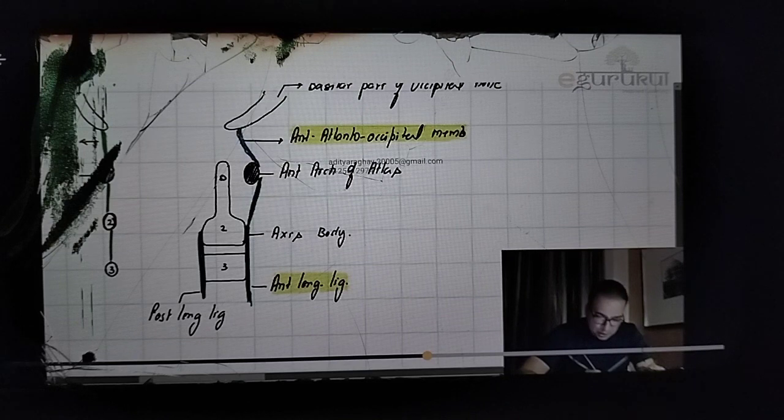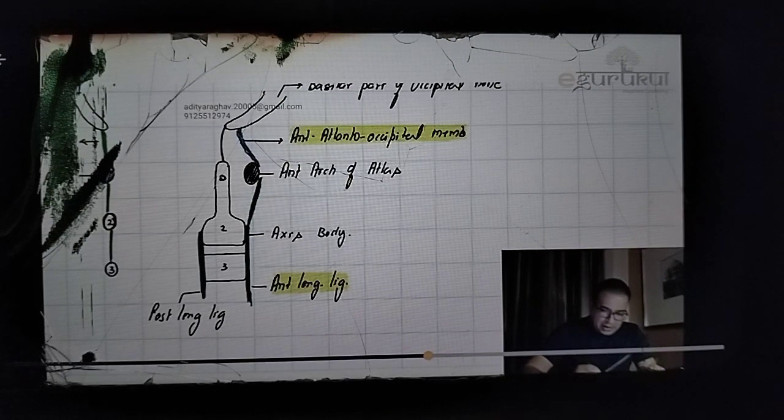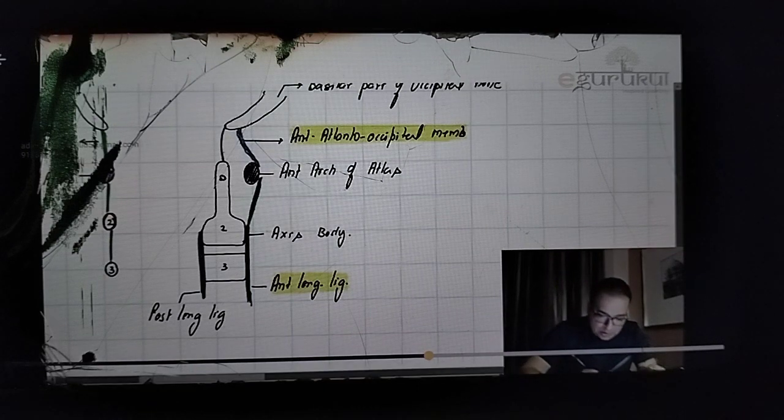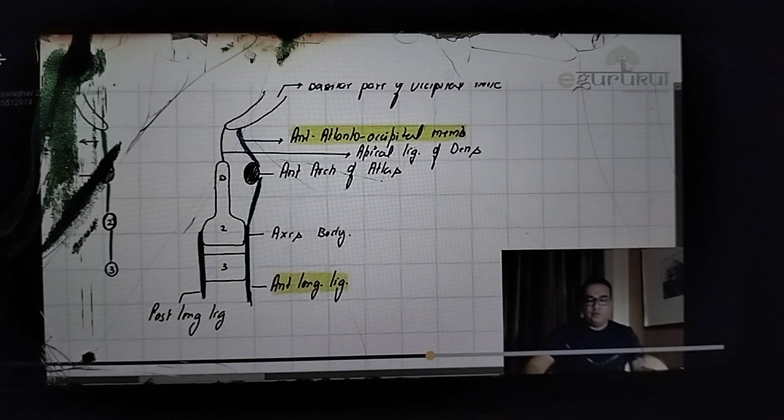From the tip of the dens to the exact margin of the foramen magnum here. We've talked about this ligament as a remnant of notochord also, and this is called the apical ligament of dens. It is one of the remnants of notochord.